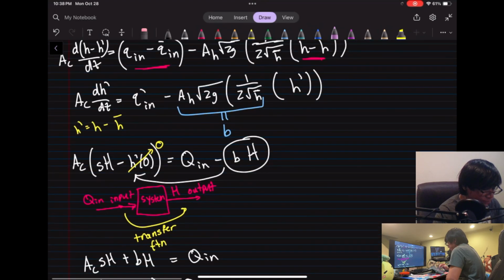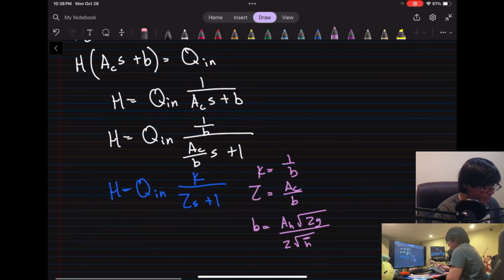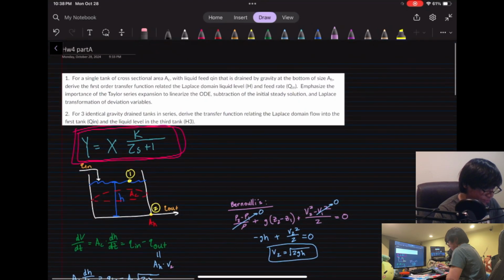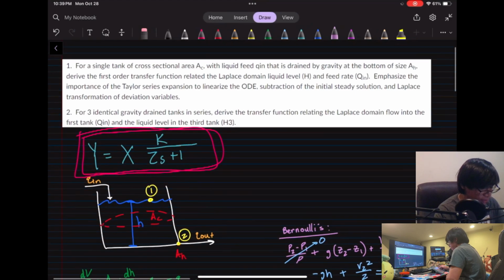I believe that's right. AH2G over 2h bar. Okay, all right. So I think that's actually part 1. So yeah, part 1: we subtracted from the initial steady state solution and then did the Laplace.